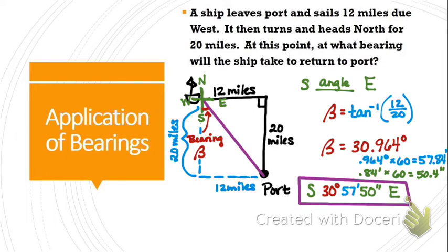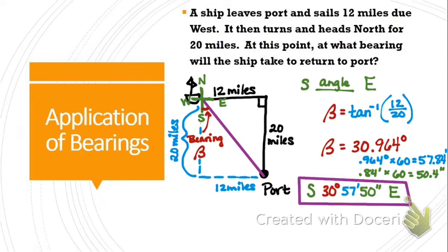There. If they didn't ask for exact degrees, minutes, seconds, we could have done 30.964 south, 30.964 east, and that would be my bearing. If we're going to do exact degrees, minutes, seconds, then we need 3 decimal places and we'll convert it. You guys okay with that so far?